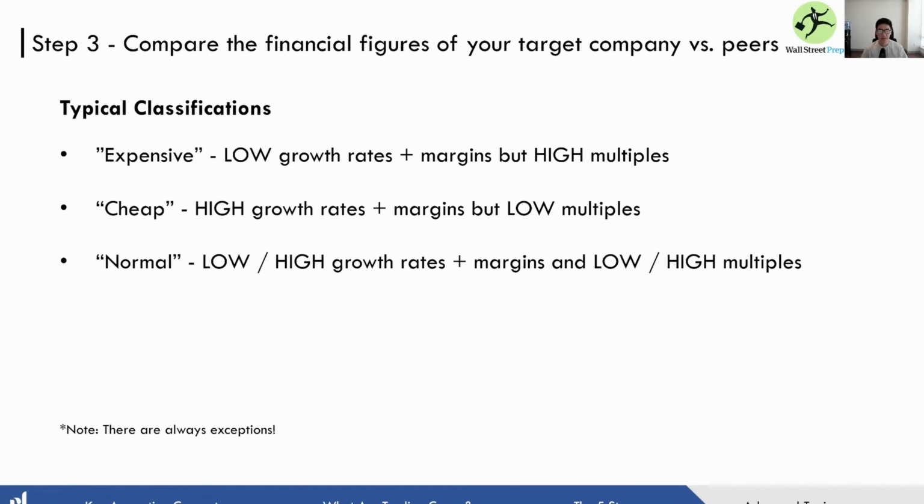So step 3 is to compare the financial figures of your target company versus your peers. Typically, an expensive company is one that has low growth rates and low margins, but high multiples. So let's say a 1% growth rate, 10% EBITDA margin, but it's trading at a 30 times revenue multiple. That would be an example. Cheap would be high growth rate and high margins, but low multiples. And then something that you would normally expect is low growth rate, low margin, low multiple, or high growth rate, high margin, high multiple. That's usually what you would expect.